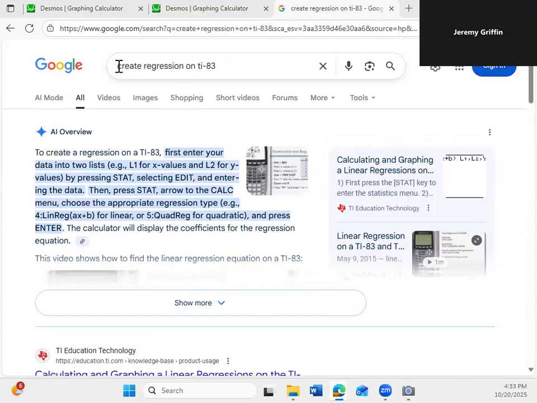And so here, I know everybody has different calculators. Suppose you have a TI-83 graphing calculator, for example. You can Google how to create a regression. It'll tell you exactly how to do it with list 1 and list 2 and stat. There's a process, and it'll tell you exactly how to do it.